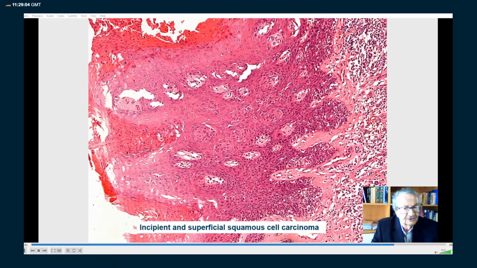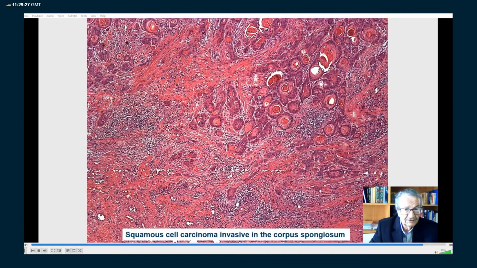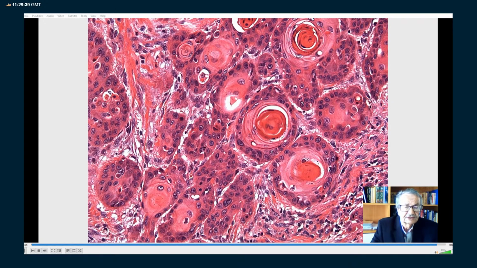In our files, we had 2 cases of lichen sclerosus associated with squamous cell carcinoma. One of the cases was an incipient, superficial squamous cell carcinoma, as you can see here, very incipient and superficial, but the other one was an invasive squamous cell carcinoma in the corpus spongiosum of the glans. In another picture, it was a differentiated squamous cell carcinoma with formation of abundant keratin.